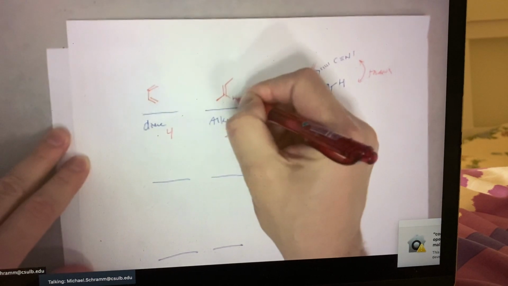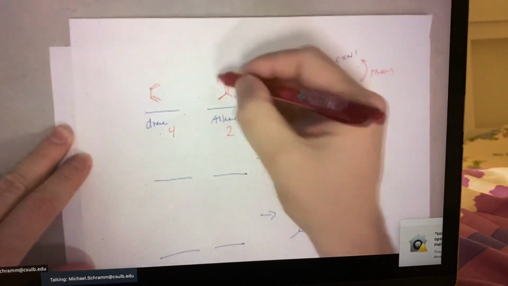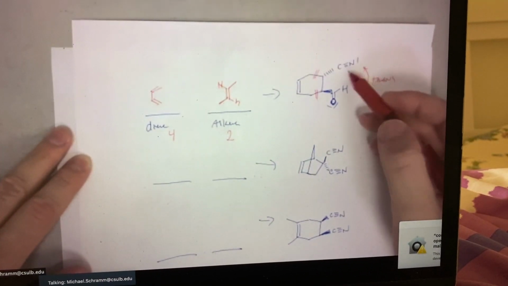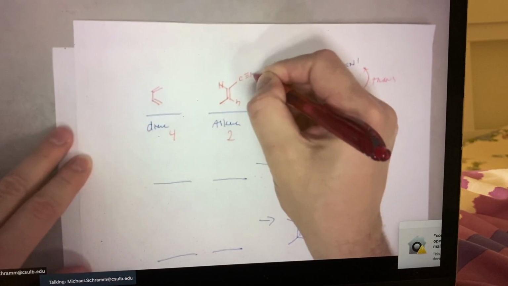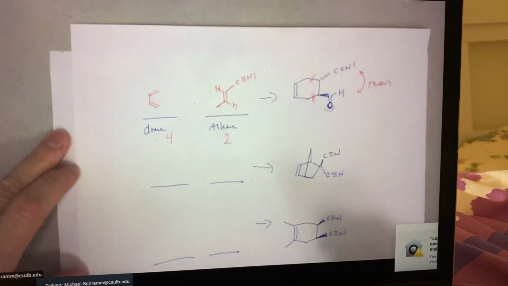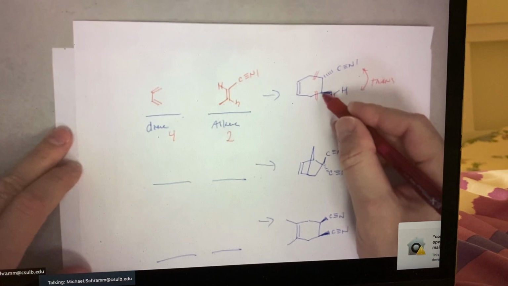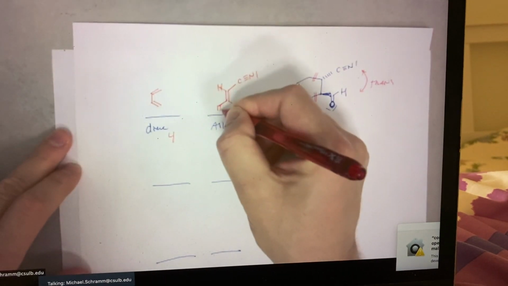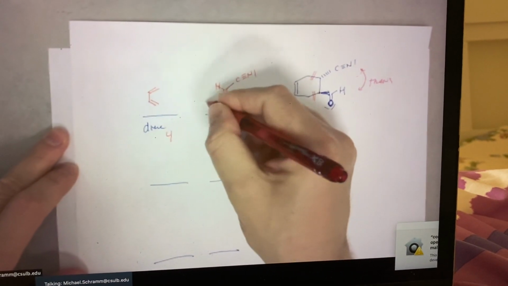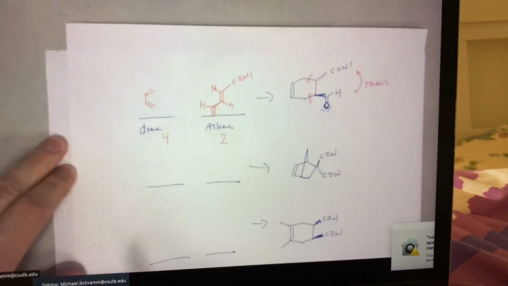The other positions are hydrogens. They're on this ring too, just not drawn. And we should have a nitrile group or a carbon-nitrogen triple bond here. And the other thing that's attached to this alkene center I put is an aldehyde. So these are the types of things you should have.